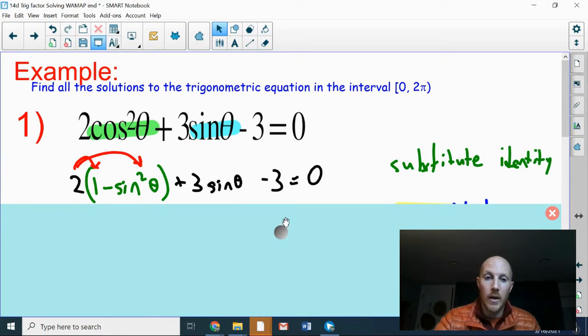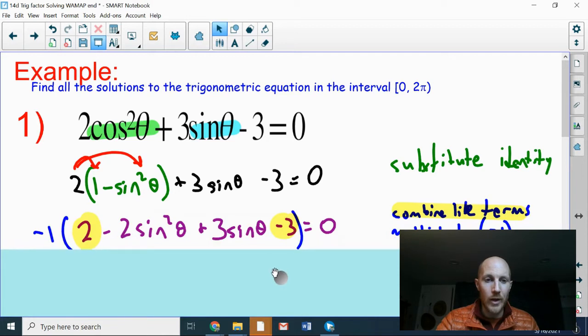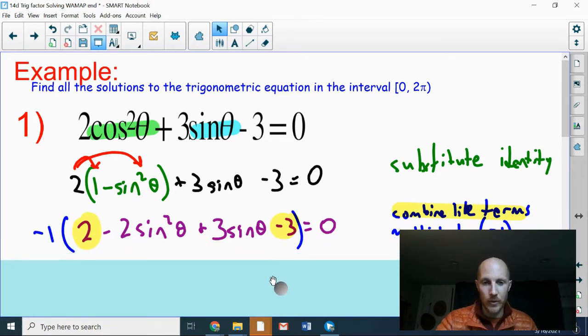Then I will need to distribute and simplify. So I distributed the 2 into the parentheses to result in my next step. And then I need to simplify. There were a couple of different things I wanted to simplify. I have like terms I need to combine. Those are highlighted in yellow. And I did not want to have that sine squared term with a negative coefficient. And so I went ahead and multiplied by -1 kind of all at the same time.